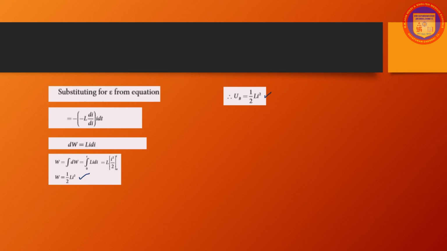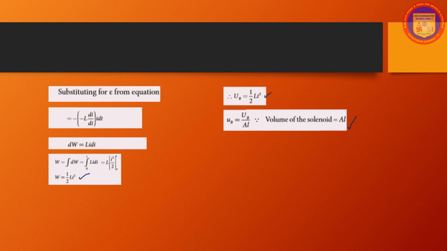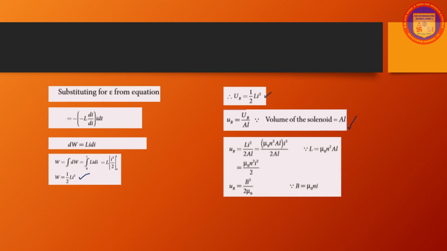The energy density is the energy stored per unit volume of the space, and it is given by u B is equal to U B divided by A l. Therefore, the volume of the solenoid is equal to A l. So u B is equal to L I square divided by 2 A l. Substituting for L value, mu naught n square A into l into I square divided by 2 A l. Cancelling A and then l, we'll get mu naught n square I square divided by 2. But we know that B is equal to mu naught nI. So you'll get u B is equal to B square divided by 2 mu naught.